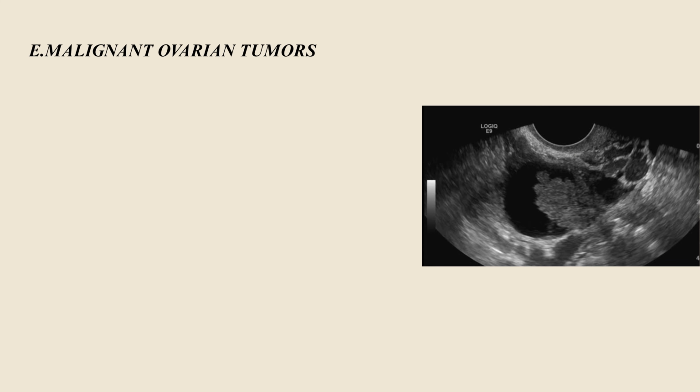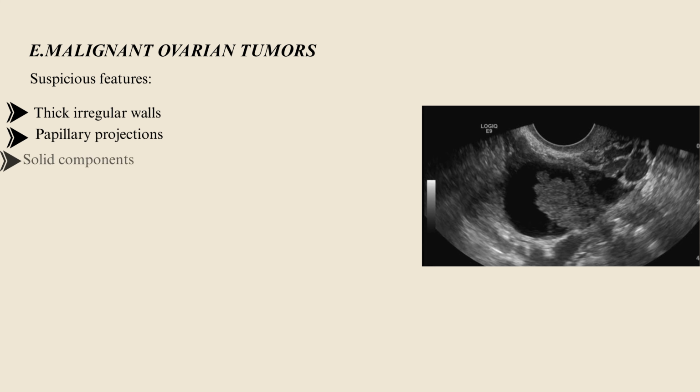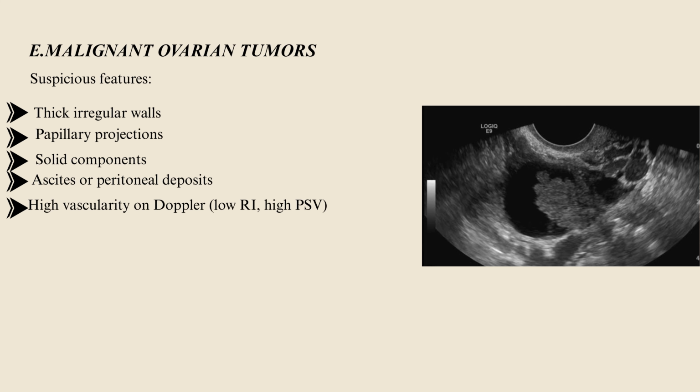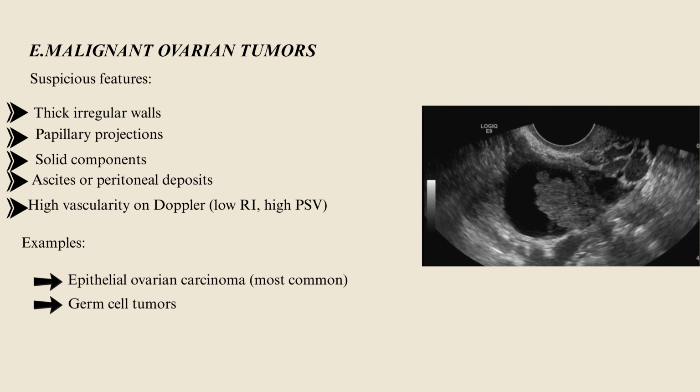Now we'll talk about malignant ovarian tumors. The suspicious features of malignant ovarian tumors are thick irregular walls, papillary projections, solid components, ascites or peritoneal deposits, high vascularity on Doppler, low RI and high PSV. Examples are epithelial ovarian carcinoma, which is most common. Then is germ cell tumors and sex cord stromal tumor.